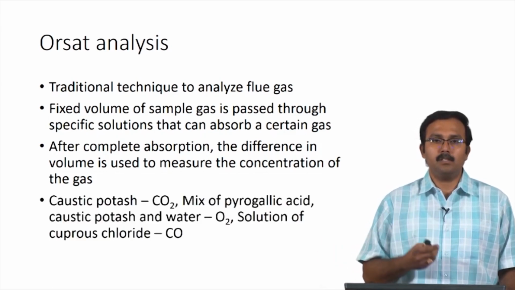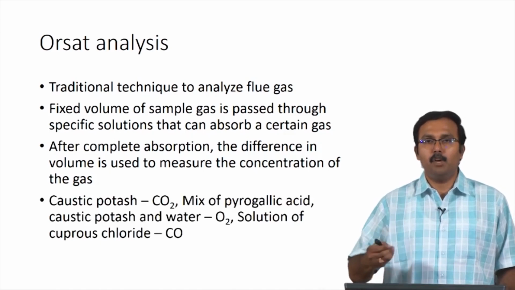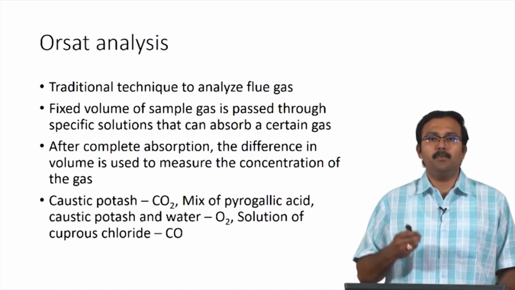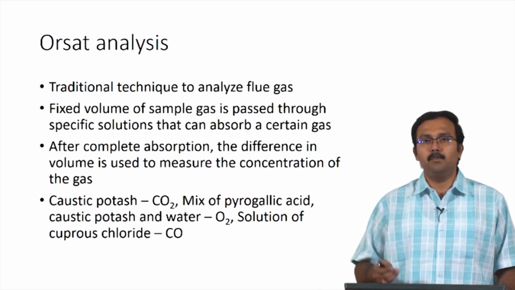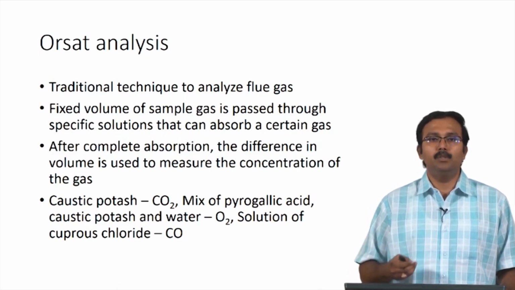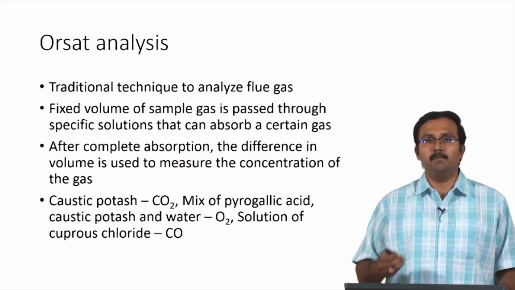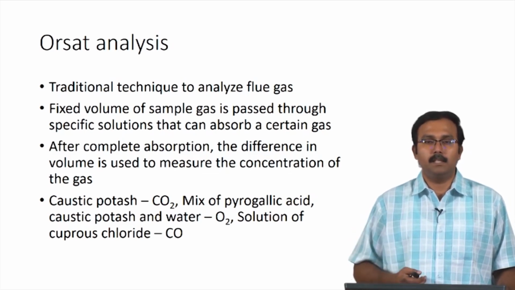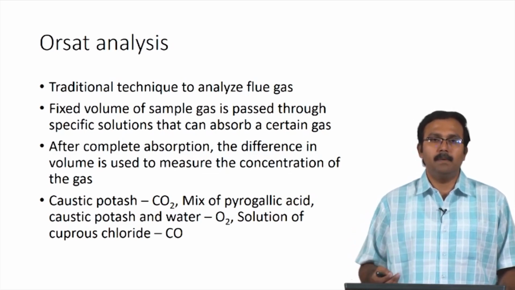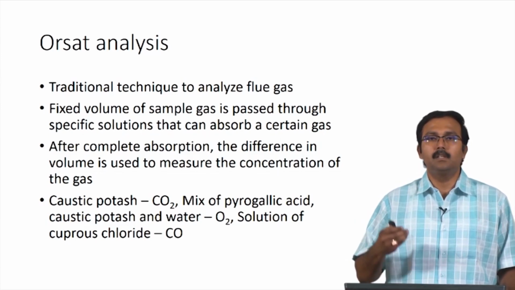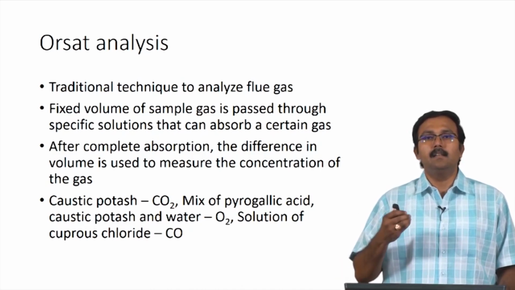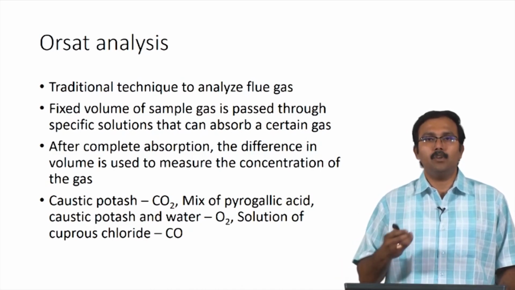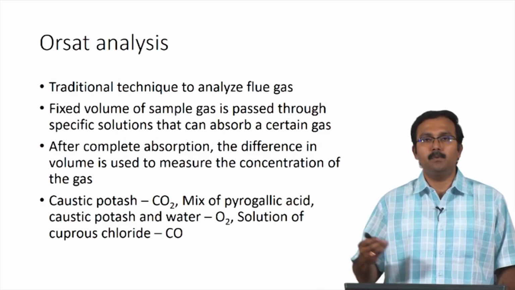Caustic potash is used for absorbing carbon dioxide, a mix of pyrogallic acid, caustic potash and water is used for absorbing oxygen, and a solution of cuprous chloride is used for absorbing carbon monoxide. So, by this method we can use ORSAT analysis to get the dry basis compositions of the different flue gases which are leaving the system.